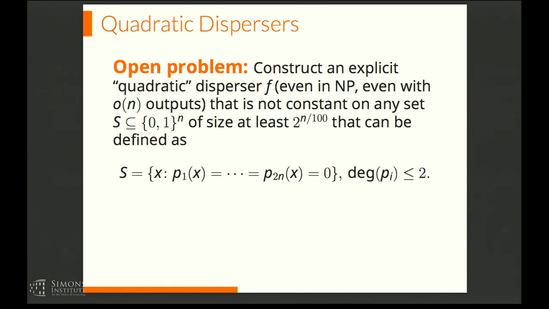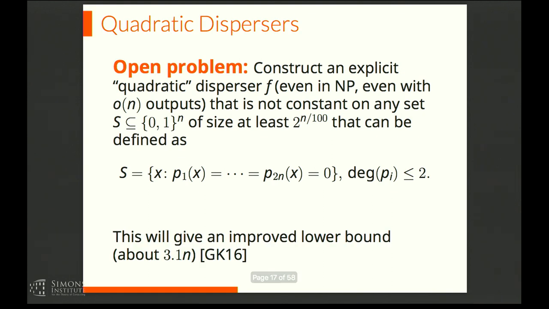Let me also mention another open problem. In an affine dispersor, we do allow affine substitutions, and we would like our function to be non-constant after sufficiently many affine substitutions. But we can go further, and we may also allow quadratic substitutions. What we've recently shown together with Sasha Golovnyov is that if you construct a function, in NP or in some larger class, or even with some small number of outputs, with the following property: it is not constant on any algebraic variety which is defined as a set of common roots of, say, 2n polynomials of degree 2, such that the set is not so small, then for such a function we have a slightly improved lower bound. It is something like 3.1n. So it is still a very tiny improvement, but still it is better than the previous lower bound. Currently, we do not know how to construct such a function.